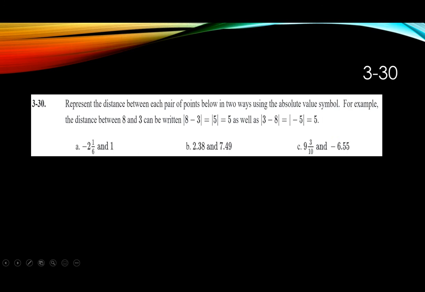All right, now it says represent the distance between each pair of points below in 2 ways using the absolute value symbol. For example, the distance between 8 and 3 can be written as 8 minus 3 equals 5, or 3 minus 8 equals -5, but taking the absolute value of that would just be 5. So let's go ahead and start here with -2 and 1/6.